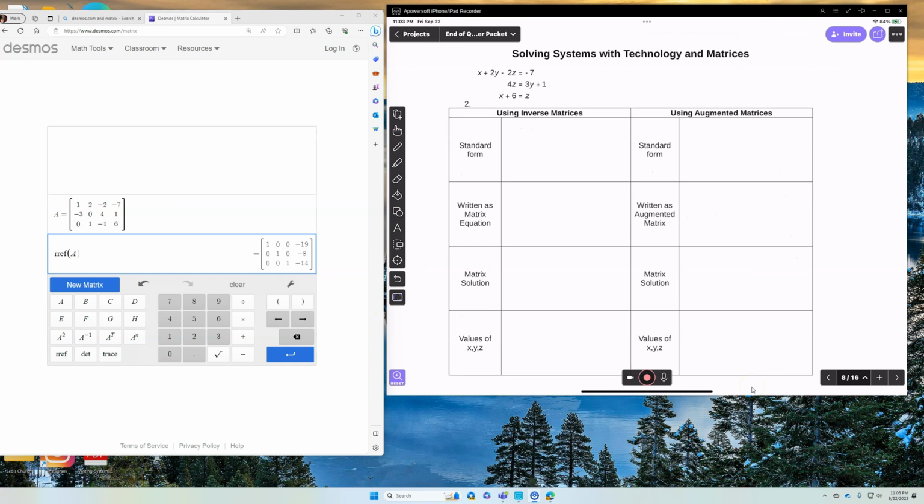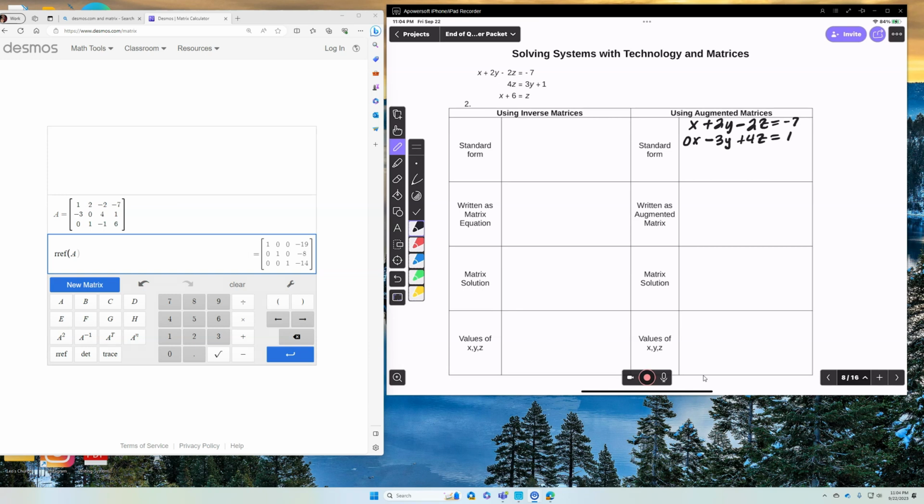Once again, we're solving the system, but we have to make sure it's in standard form. So you have X plus 2Y minus 2Z equals -7. Now the next equation, we have 4Z equals 3Y plus 1. And you notice we don't have an X, so it's 0X. If I move the 3Y to the left, it's going to be minus 3Y. I already have 4Z equals 1.